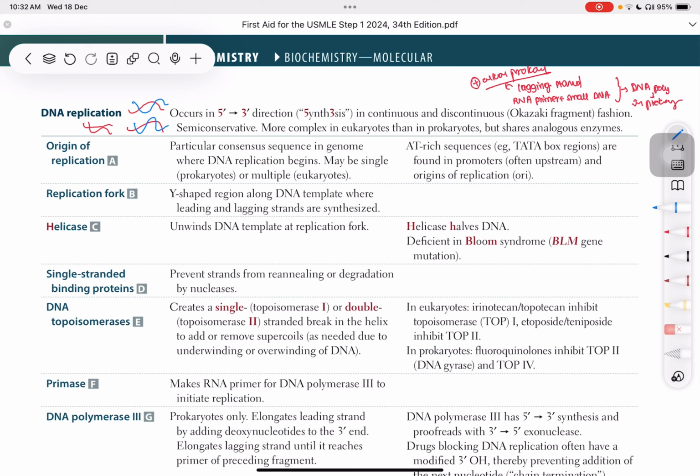Origin of replication: particular consensus sequences in the genome where DNA replication begins, maybe single in prokaryotes or multiple in eukaryotes. AT-rich sequences are found in promoters and origins of replication, which is known as the ORI site.